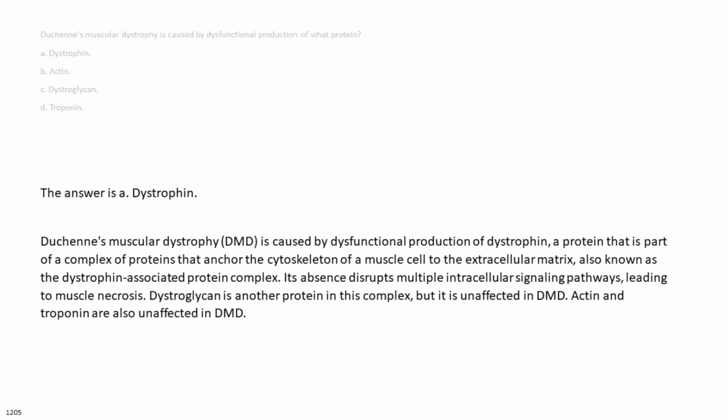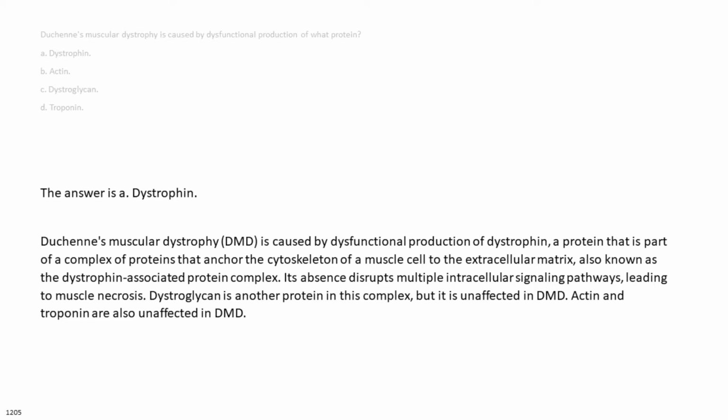The answer is A. Dystrophin. Duchenne's muscular dystrophy, DMD, is caused by dysfunctional production of dystrophin, a protein that is part of a complex of proteins that anchor the cytoskeleton of a muscle cell to the extracellular matrix, also known as the dystrophin-associated protein complex.